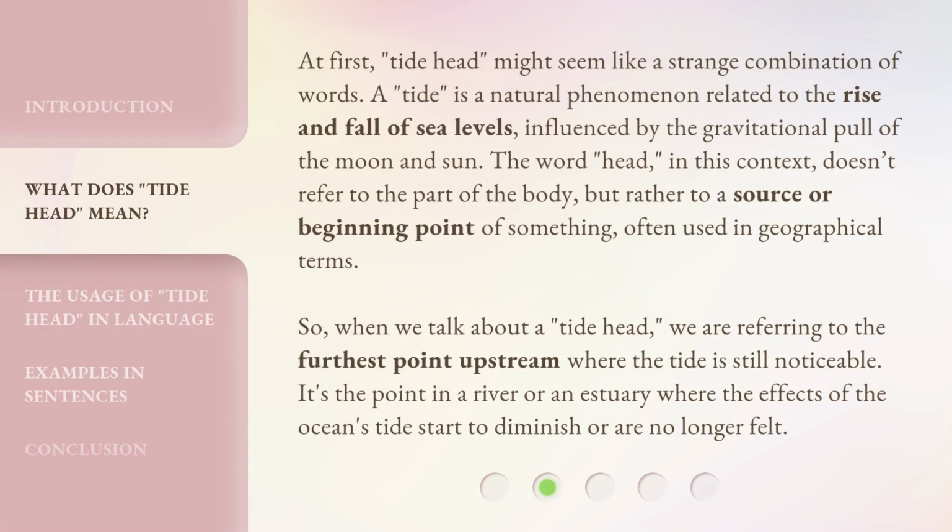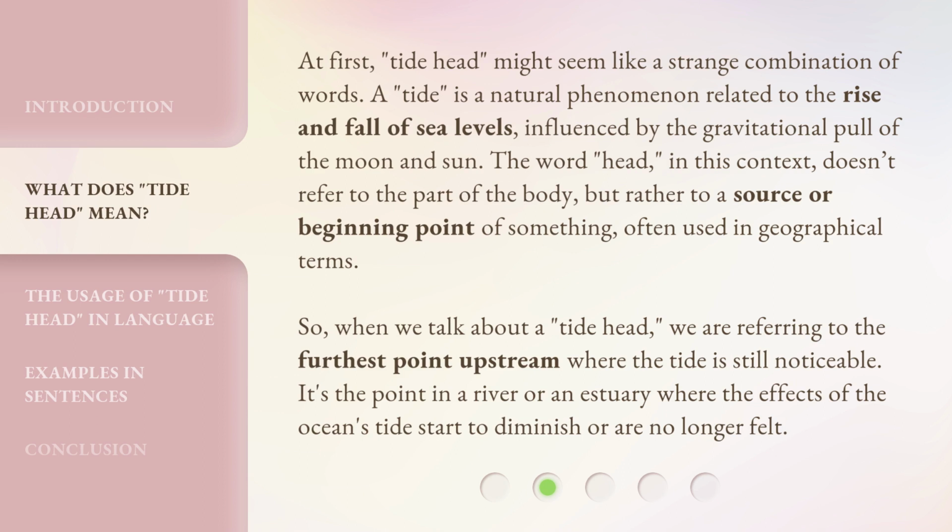At first, tide head might seem like a strange combination of words. A tide is a natural phenomenon related to the rise and fall of sea levels, influenced by the gravitational pull of the moon and sun. The word head, in this context, doesn't refer to the part of the body, but rather to a source or beginning point of something, often used in geographical terms.